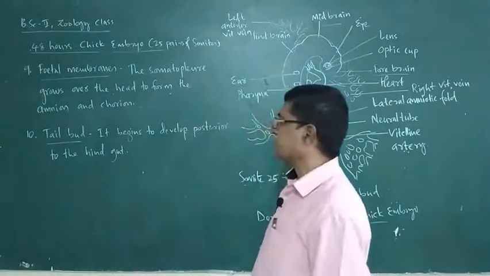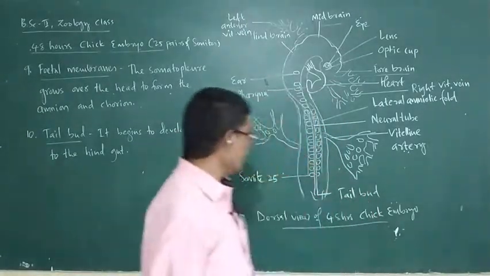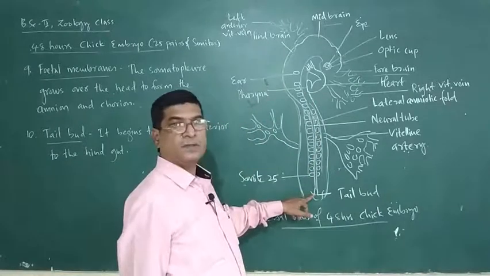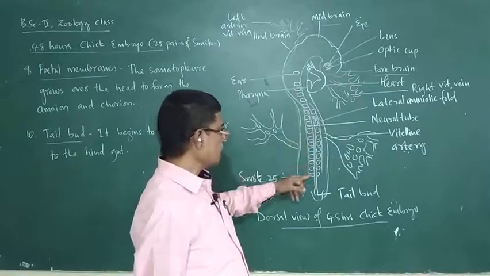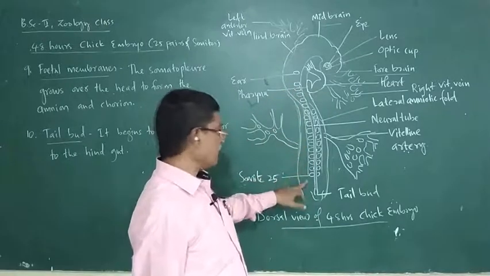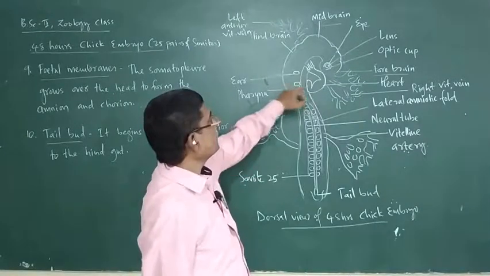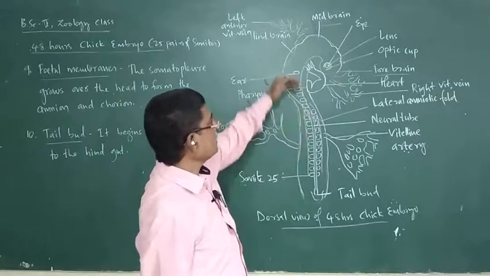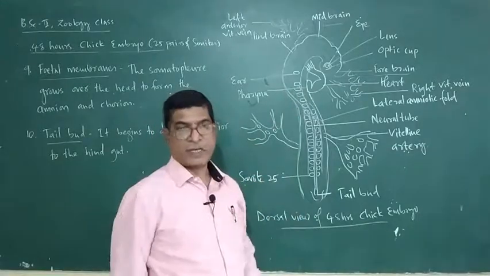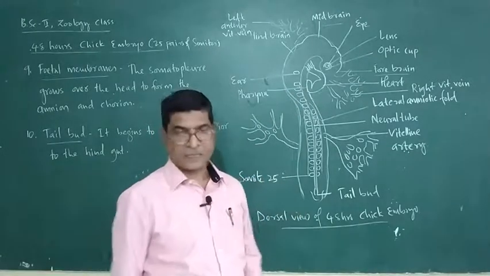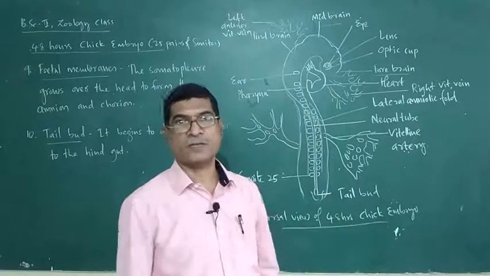Okay. Next, the tailbud. It begins to develop posterior to the hindgut. This is the tailbud. So these are somites. Can you see? 25 pairs of somites are present. This is the 25th pair of somites. The first pair is here. So as the incubation period extends, torsion of the embryo continues.